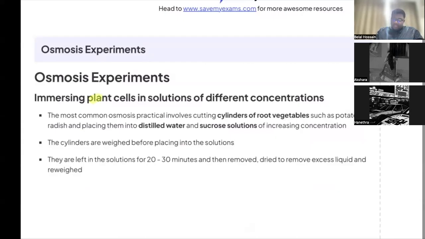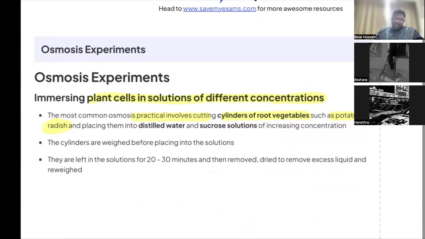Immersing plant cells in solutions of different concentration. This is the experiment that we do to find out what the effect of osmosis is. The most common osmosis experiment involves cutting a cylinder of root vegetable. This can be potato or radish, these two are the common ones used. You can cut cylinders out of them by using a cork borer.